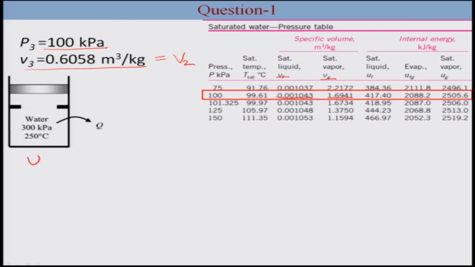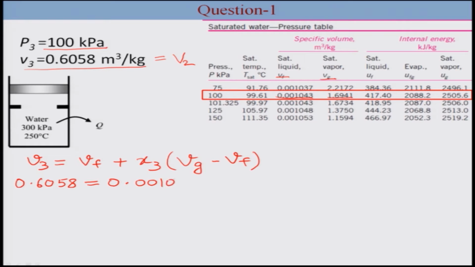So, we can write that v3, the specific volume at state 3, is equal to vf plus x3, which is the quality, multiplied by vg minus vf. v3 is known, vf is also known from the table, and vg minus vf is known. So this gives a value of x3 which is 0.3571. Now we know the quality of this saturated mixture.